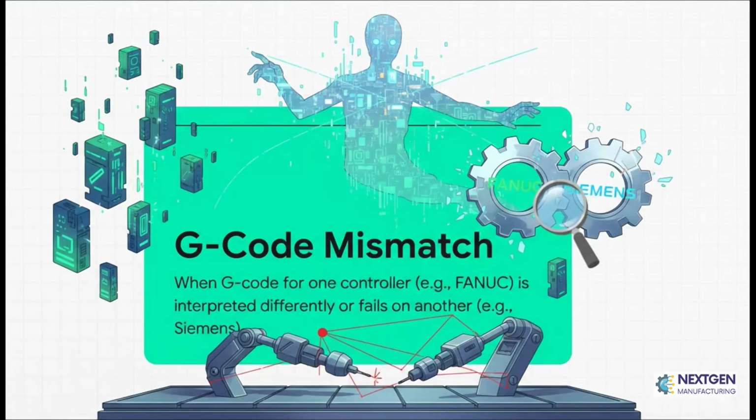And then you've got the digital ghosts. These are the sneaky ones, the silent killers. This is where you get a G-code mismatch. See, you might think G-code is a universal language, but it's not. A command that means go left on a FANUC controller might mean something totally different, or nothing at all on a Siemens machine. And when that happens, you get totally unexpected actions with disastrous, unpredictable results.